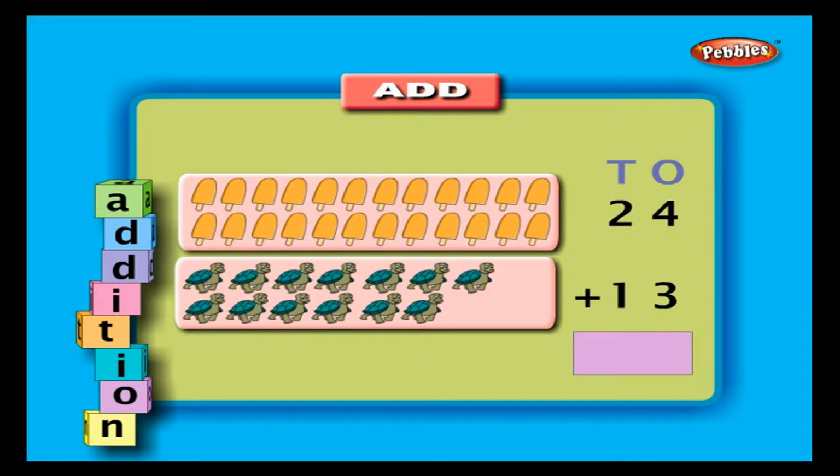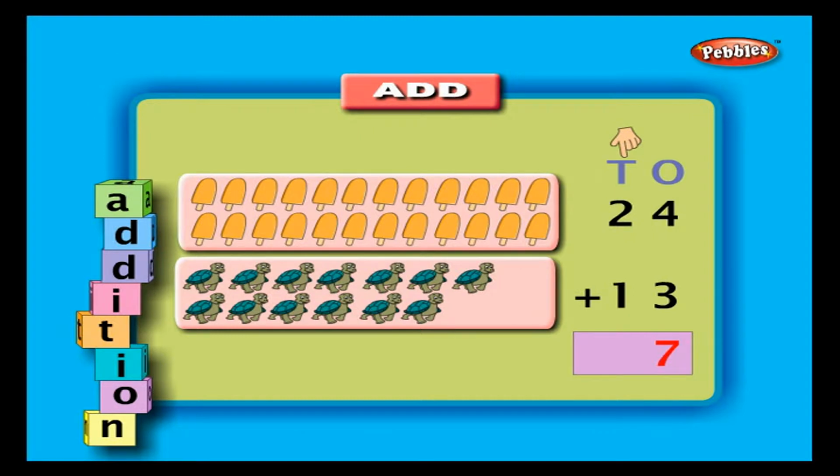Let us see another example. Let us add 24 ice creams and 13 turtles. Arrange them in column. Add ones first. 4 plus 3 is 7. Write 7 below the ones column.